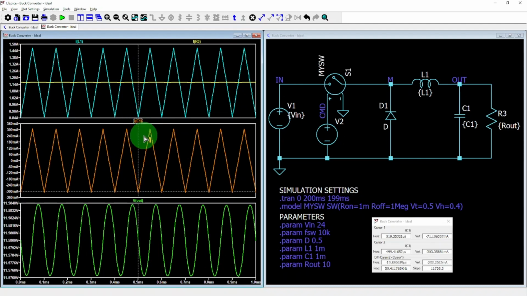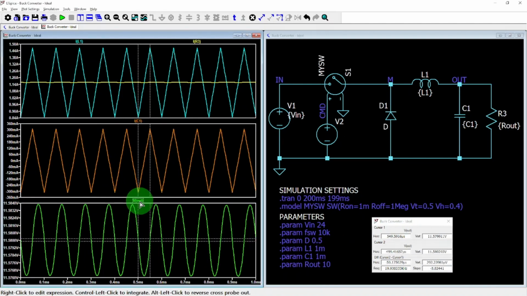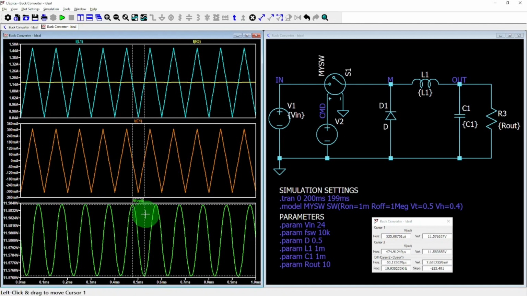We know that the amplitude of the capacitor current ripple is roughly 610 milliamps. The switching frequency is 10 kilohertz, and the output capacitance is 1 millifarad. Plugging those into the formula gives us a calculated voltage ripple of 7.75 millivolts. If we enable the cursors on the output voltage trace, we can see that the simulation result is pretty close.